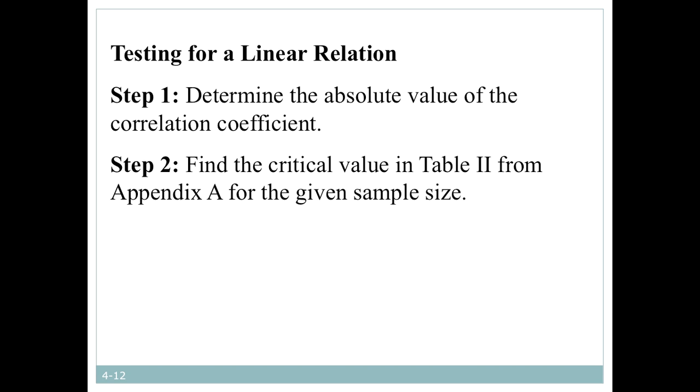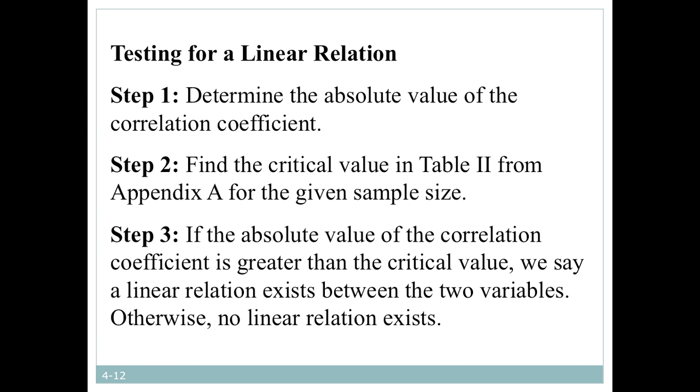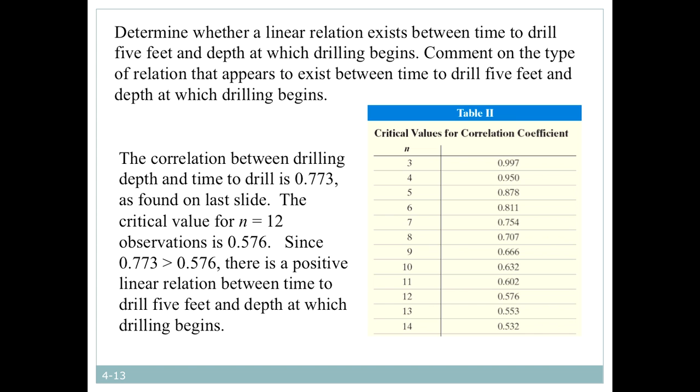If you were not there, or if you're listening from an online class, you're able to just go either to your ebook, or if you have a physical textbook and access your tables, you're going to pull out Table 2 from the appendix, and you're going to look for the given sample size. And then if the absolute value of your correlation coefficient is greater than the critical value, then we say that there is a linear relation that exists between the two variables. Otherwise, there's none.